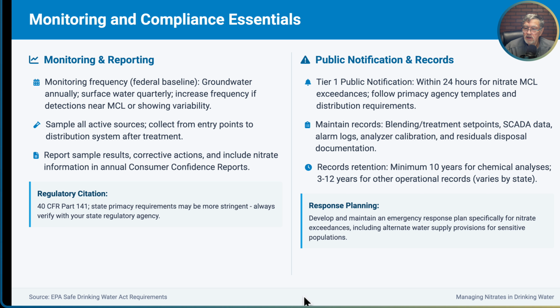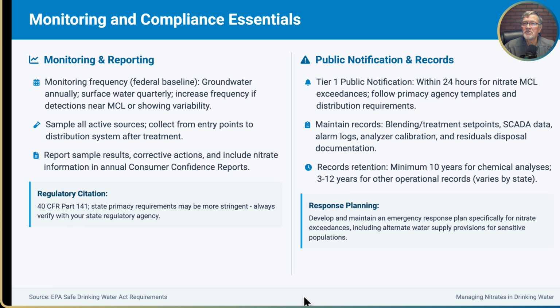Records retention: minimum 10 years for chemical analyses, 3 to 12 years for other operational records. That's going to vary by state. If you digitize these things, you should really keep them pretty much forever, so you can go back. It's amazing how often you need to go back and look at some of these records. So I would say digitize them. Even your past records, have a plan to digitize these things and keep them around in digital format. A hard drive takes up a lot less room than a filing cabinet for sure.